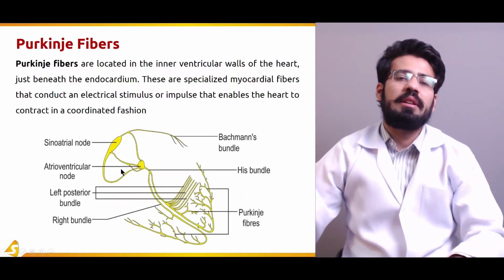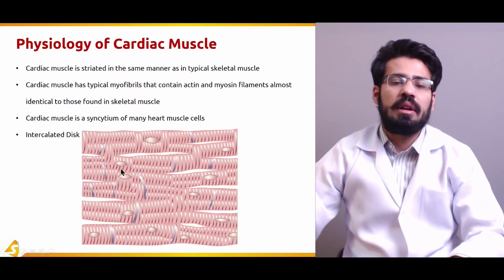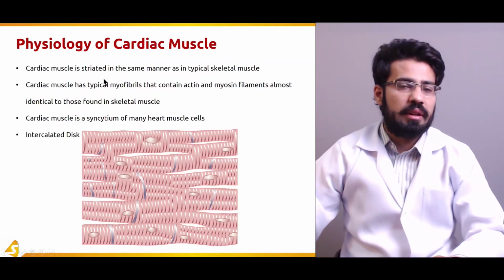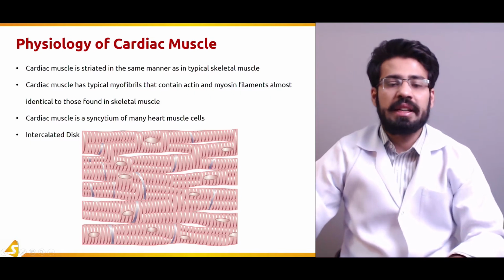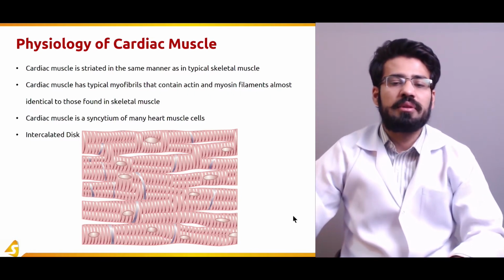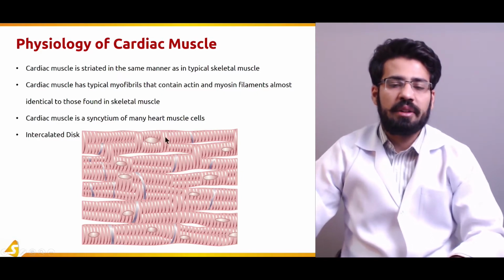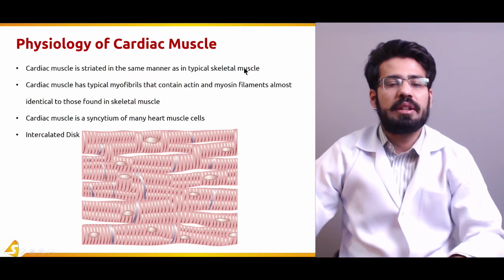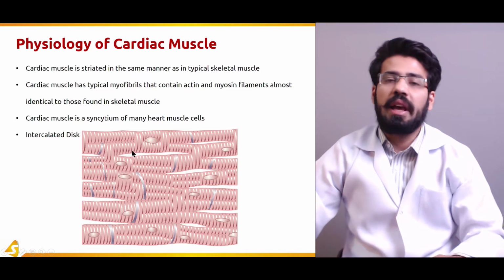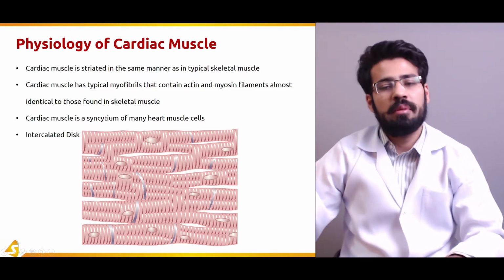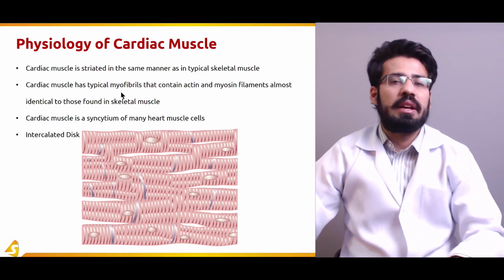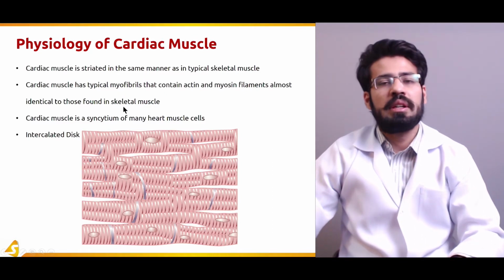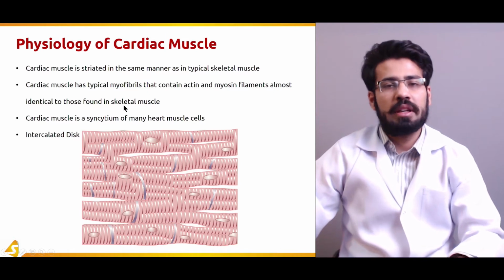We're going to discuss in detail the physiology of the cardiac muscles. The cardiac muscle is striated, and what I mean by striated is it contains lots of striations, these dark lines followed by the light portions. And this is similar to the skeletal muscle fibers. The cardiac muscle has typical myofibrils that contain both the actin microfilaments and the myosin myofilaments. And these again are identical to the structure or the physiology of the muscle fibers that are present in the skeletal muscles.